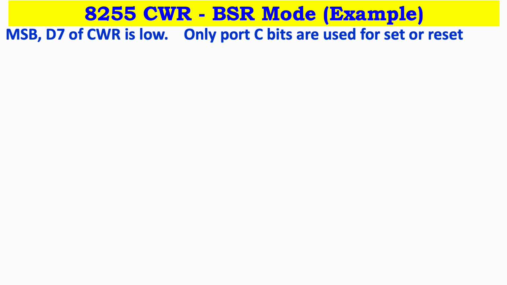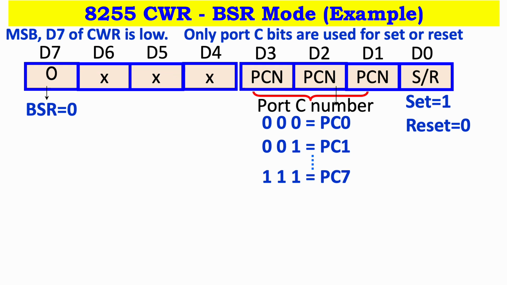Now, an example of the BSR mode. In BSR mode, instead of changing the entire bits of port C, we can use a change of only the control word to change the required bit. So here we keep the MSB, D7, low for the BSR mode. Observe that only port C bits are used to set or reset. If you want to set a required port bit, that can be set or reset by using BSR mode.